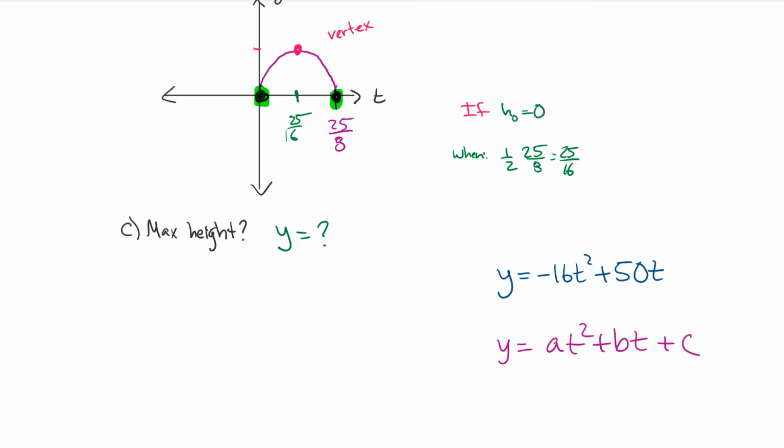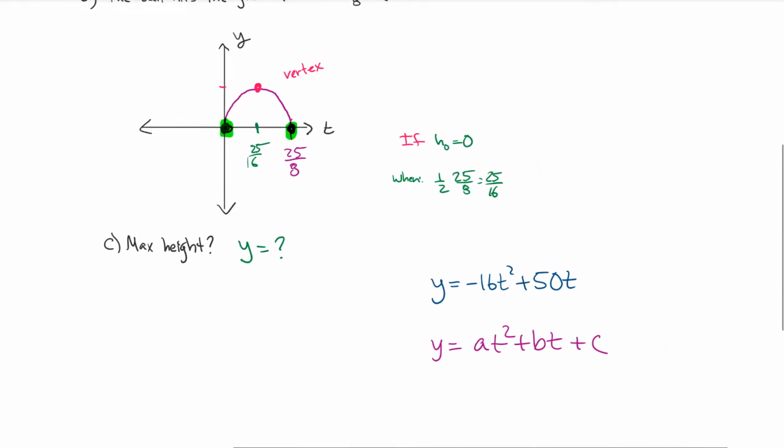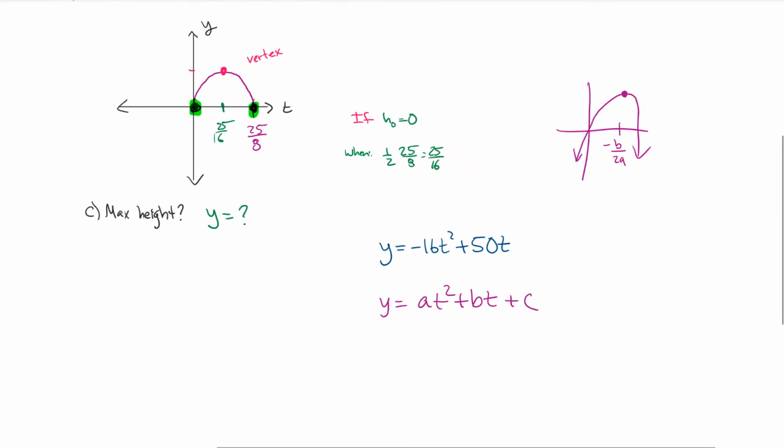Did you know where the vertex is located? Do you know where the vertex of any parabola is located? That point is always negative b over 2a. It's negative b over 2a. So the vertex is at t equal to negative b over 2a. That's not going to tell us what the height is, but it'll tell us when that height occurs.